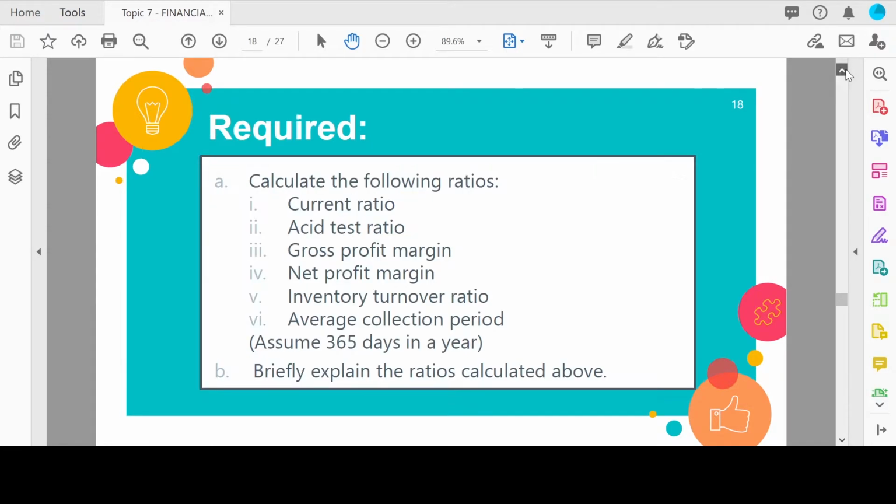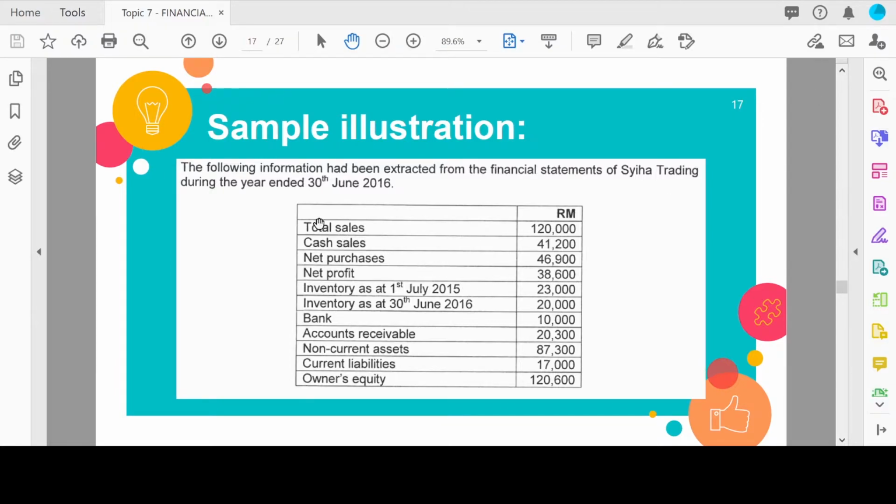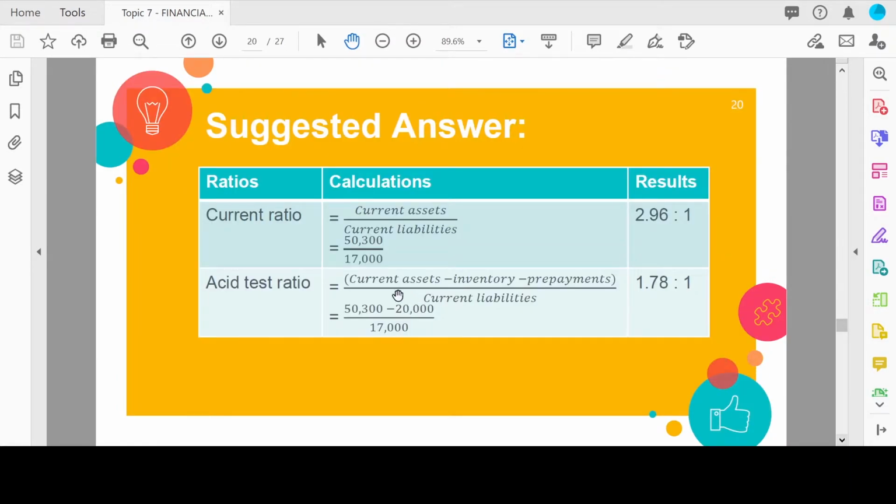50,300. What about current liabilities? Do we have any current liabilities here? Yes, current liabilities is equal to 17,000. So we can now calculate the current ratio. 50,300 divided by 17,000 is equal to 2.96. When we show the result, we show it as 2.96 to 1. If you still remember from our previous discussion, 1 represents the current liabilities, while 2.96 represents the current asset.